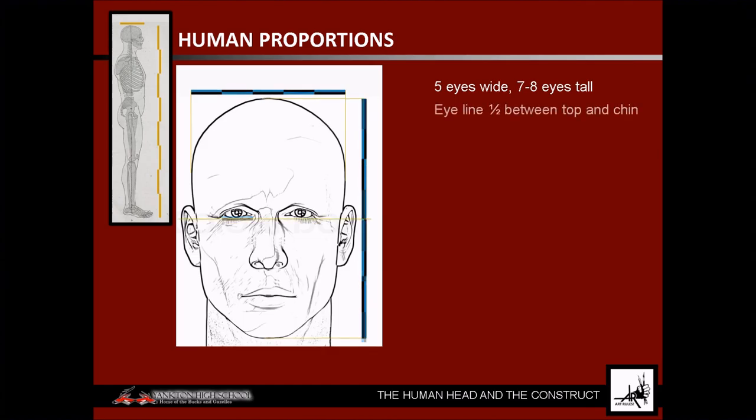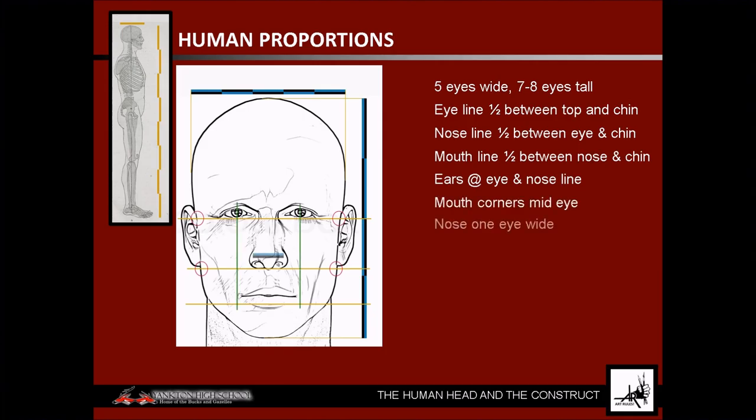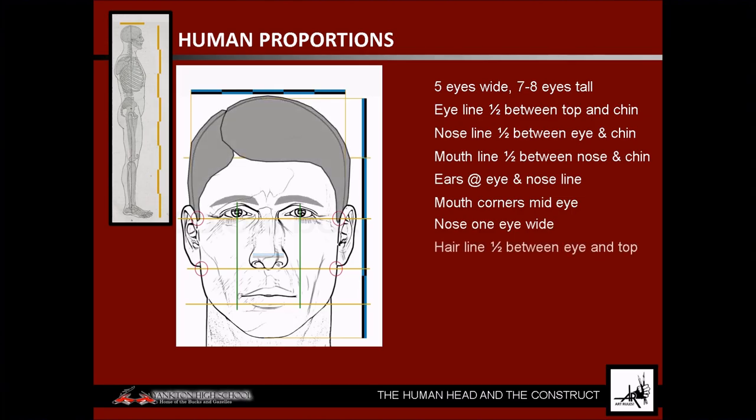Notice the eye line is located mid-distance between the top of the head and the chin. The tip of the nose is half that distance, and half again is the mouth line and where the head and neck visually meet. The ears connect to the head at the eye and nose lines. The mouth width is found from the center eye points, and the width of the nose is 1 eye. The hair occupies the top quarter of the head.